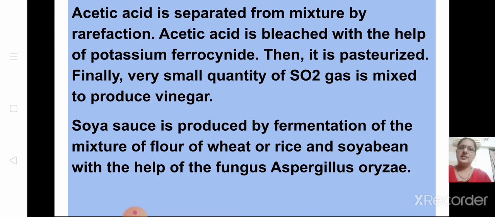And now after this vinegar production, one small part is there, soya sauce. This is all Chinese food. All of you would have tasted soya sauce also. How is soya sauce produced? It's produced by fermentation of a mixture of flour of wheat or rice and soya bean with the help of the fungus Aspergillus oryzae. Okay, how is soya sauce produced? Produced by fermentation of a mixture of flour of wheat or rice and soya bean with the help of the fungus Aspergillus oryzae. You learn this example with the fungus name also.